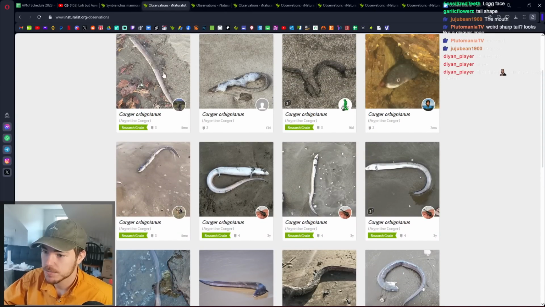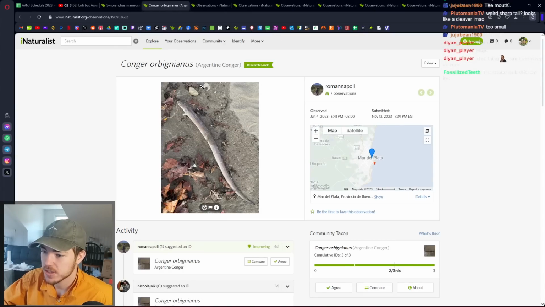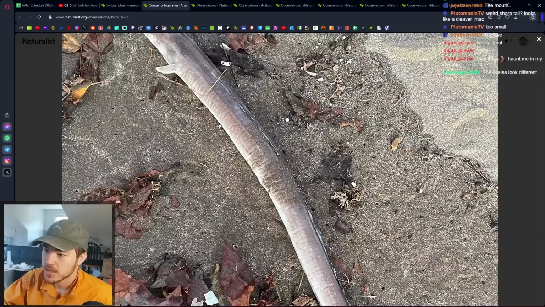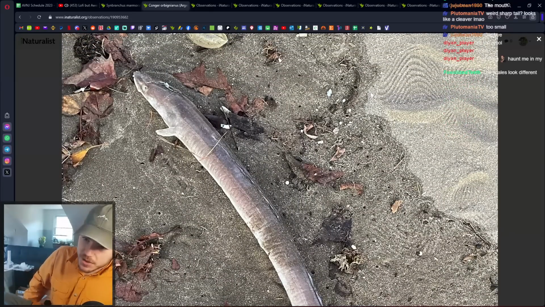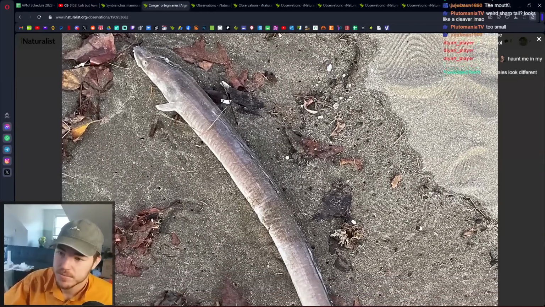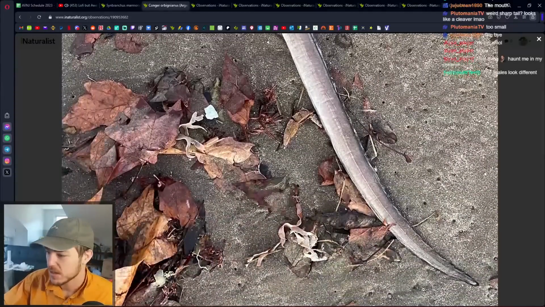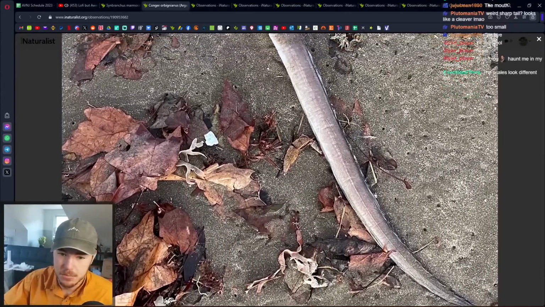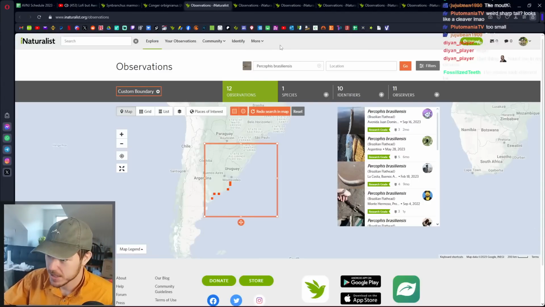Argentine conger. All right. Sure, let's look at this guy. Well, this guy's got about the right coloration, if you did want to go by that. He's got about the right long snout, and his tail does round. It doesn't come to a point. So this guy's definitely a possibility.